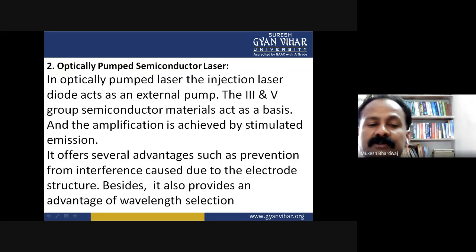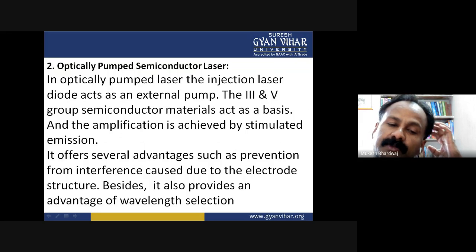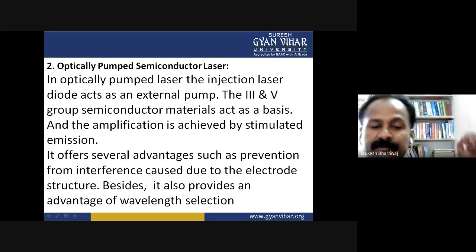For a first approximation, one can say that below threshold, the injected electrons create light by spontaneous emission and build up the population inversion. Above threshold, they generate laser light. This is illustrated in the future slides. A laser diode is a more efficient light emitter than an LED.